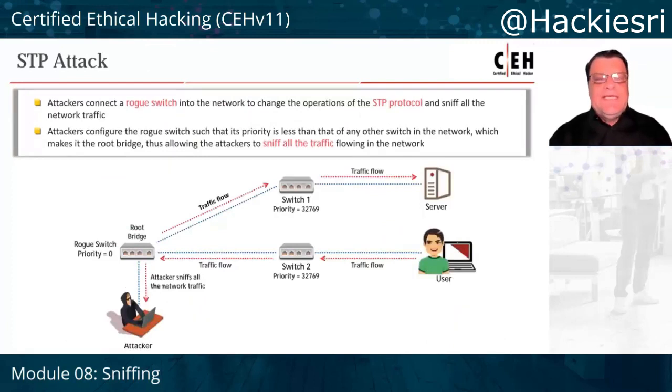Next, we have STP attack. In this case, attackers connect a rogue switch onto the network to change the operations of the STP protocol and sniff all the network traffic. Attackers can configure the rogue switch such that its priority is less than that of any other switch in the network, which makes it the root bridge, thus allowing attackers to sniff all the traffic flowing in the network, as we see in the diagram below.